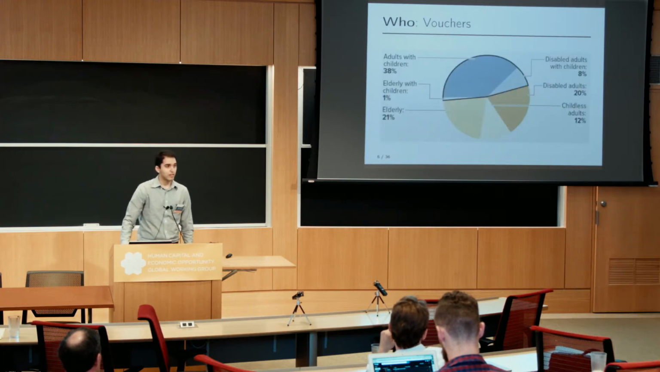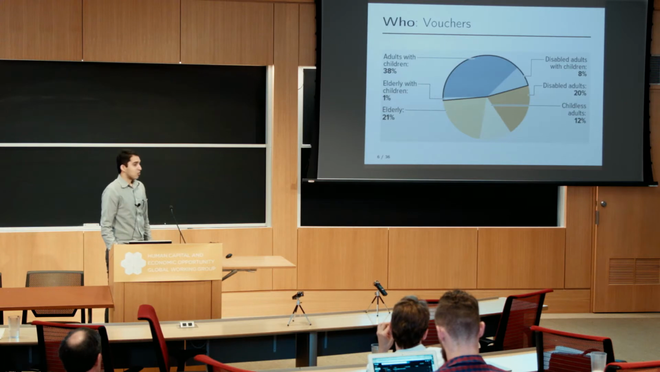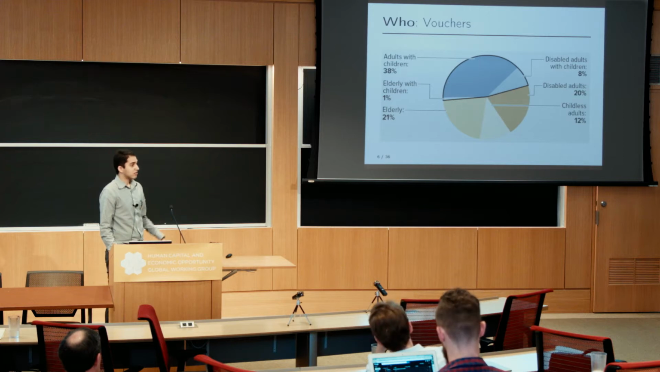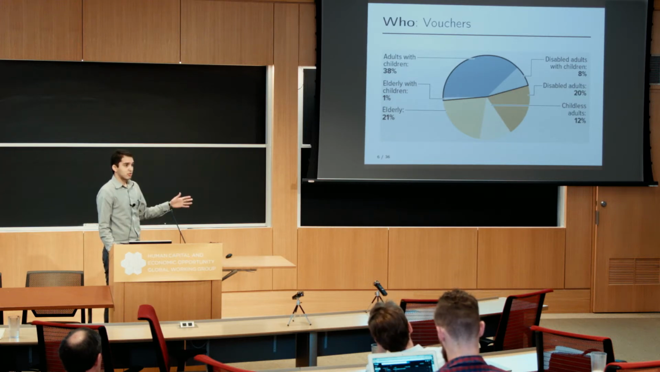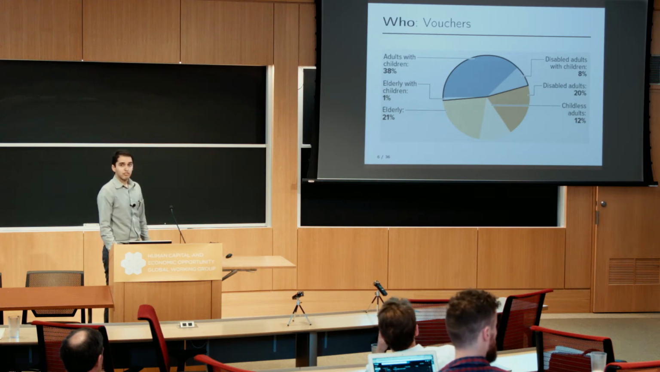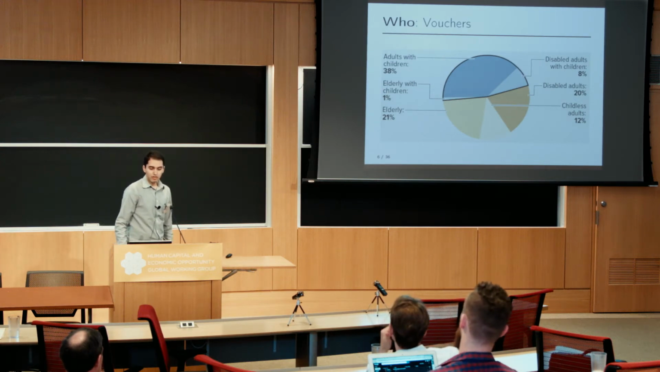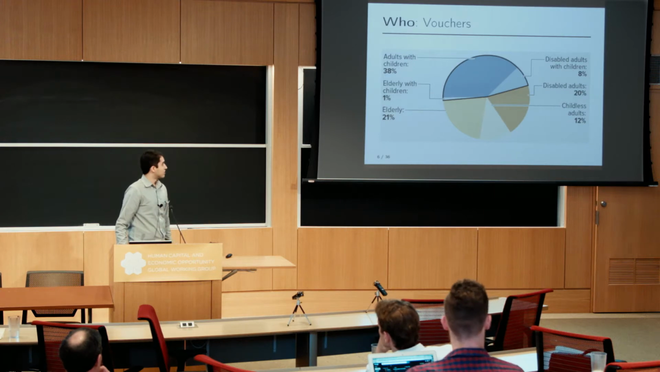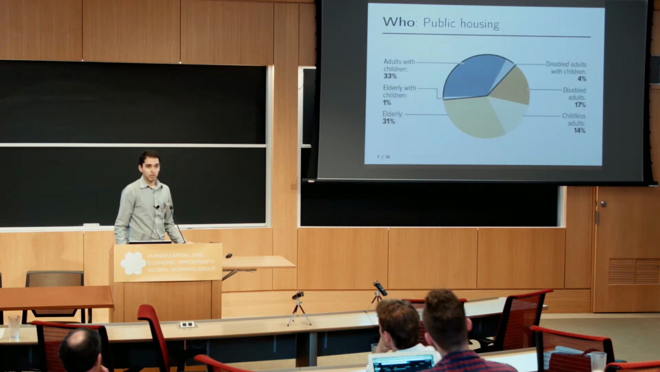The question that arises is, what type of assistance can we offer these folks? There are 2 examples that I discuss in some detail in this talk. One is vouchers, which Rob has done some work on as well. We see that a substantial fraction of vouchers go to households with children, disabilities, the elderly, and so forth. And the same is true for public housing as well.